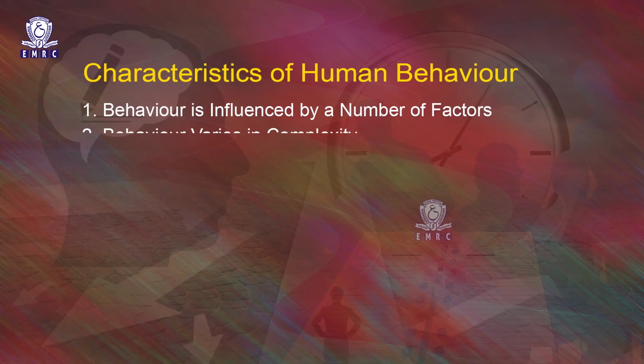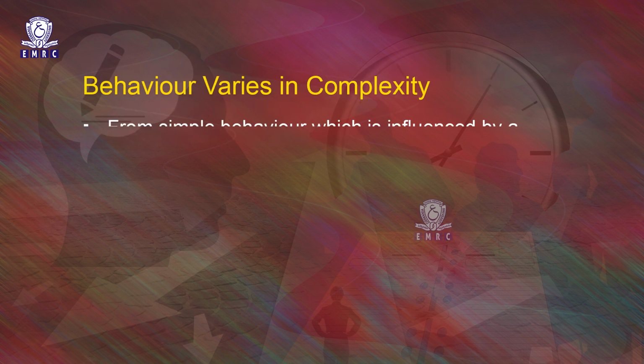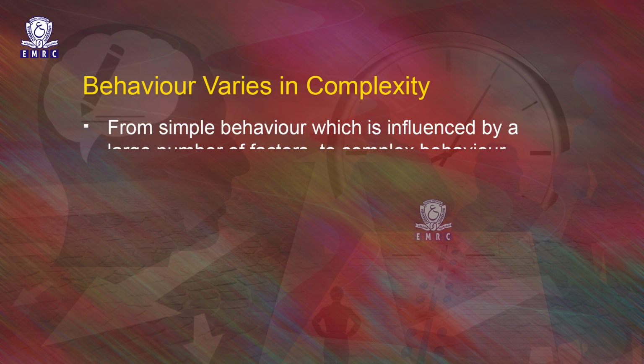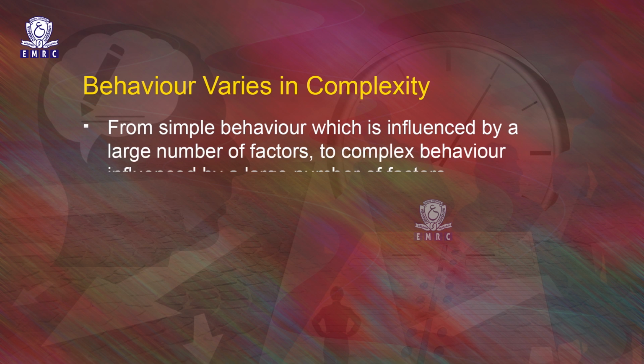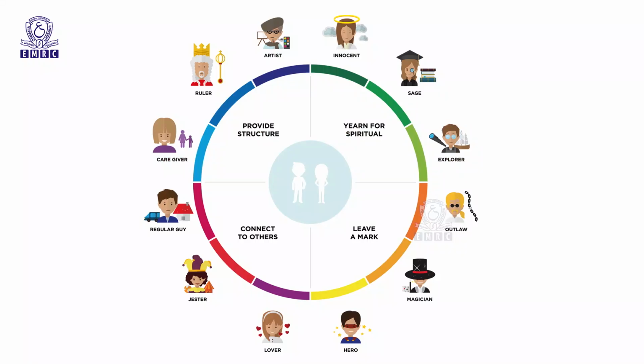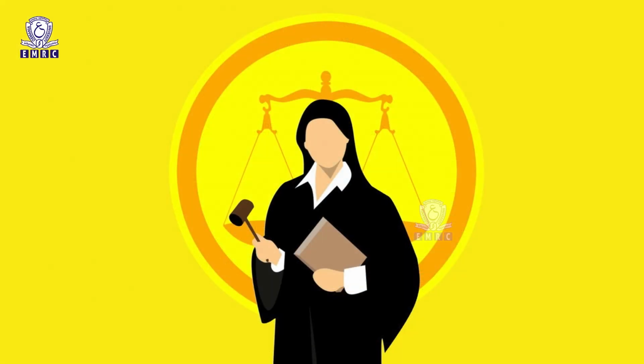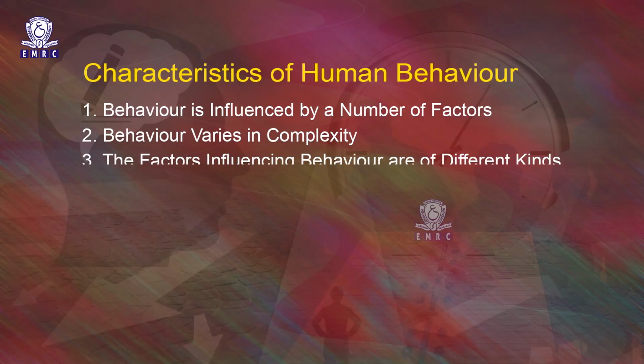Let us understand how behavior varies in complexity. From simple behavior, which is influenced by a small number of factors, to complex behavior influenced by a large number of factors. For example, a very complex behavior may be seen in complex decision making activities, such as a judge who delivers a judgment considering a number of factors. The factors influencing behavior are of different kinds.